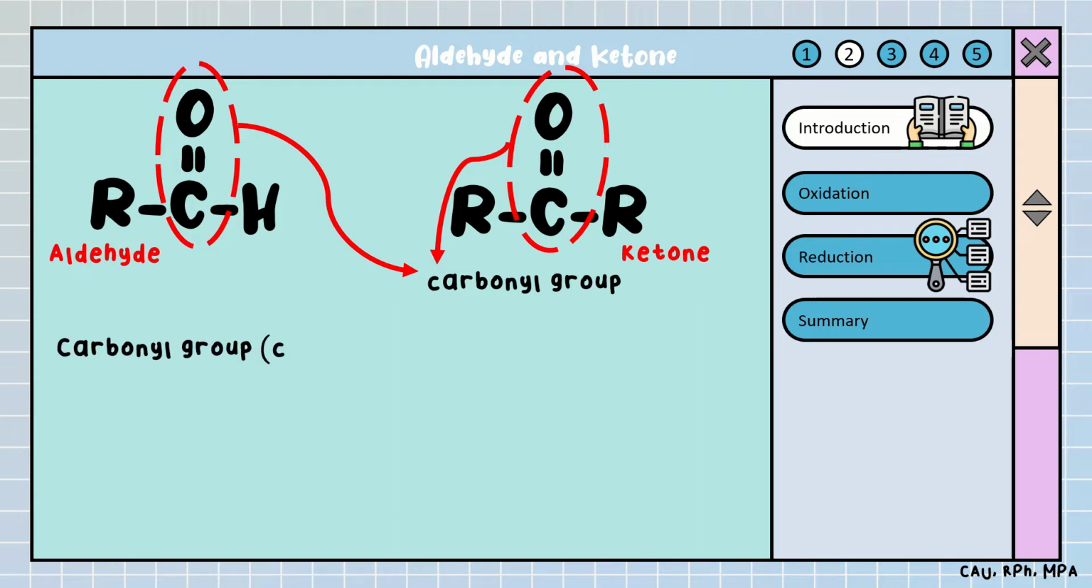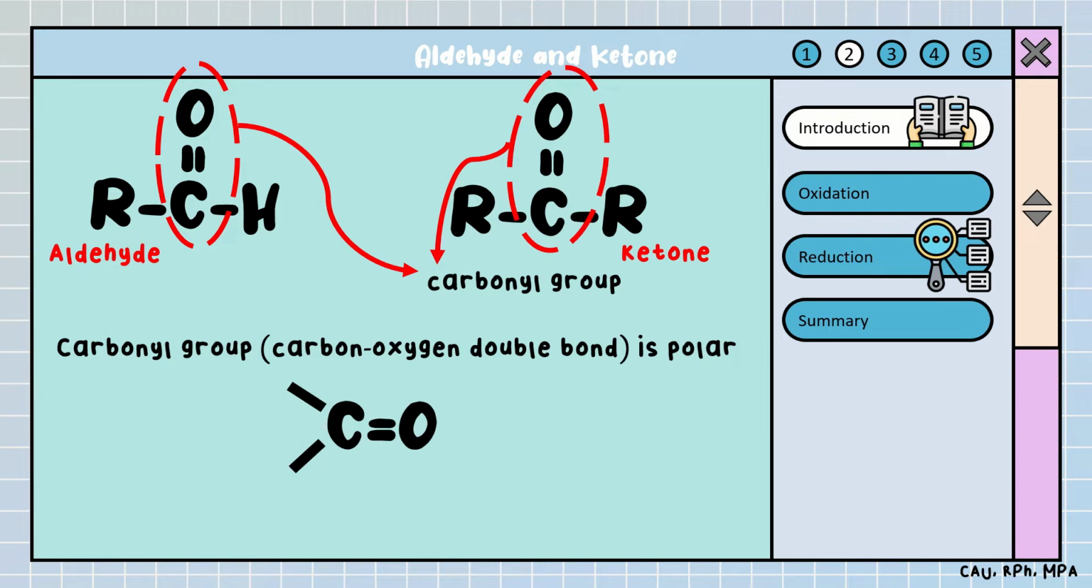Carbonyl groups are considered polar. Again, the carbonyl group is a carbon double bonded with oxygen. So why is it that your carbonyl group is considered polar? As shown in this structure, we could see that your carbon has a fractional positive charge. Your carbon-carbon bonds are actually considered non-polar.